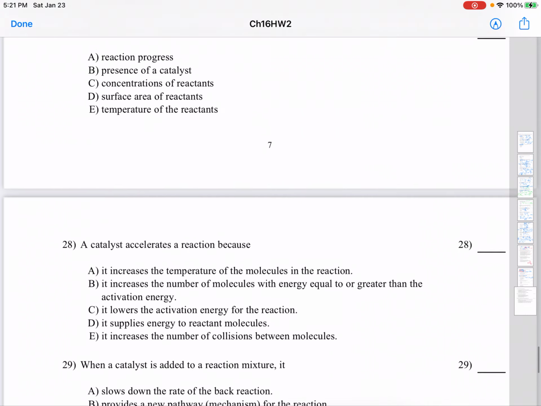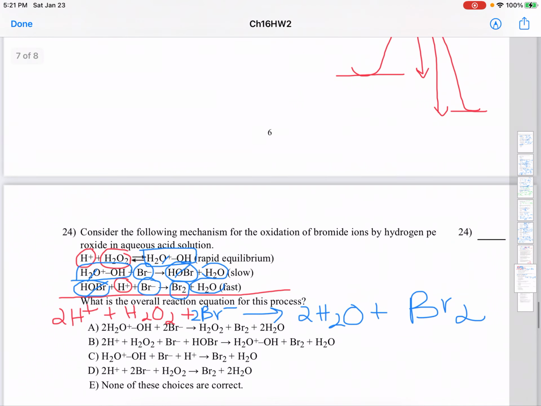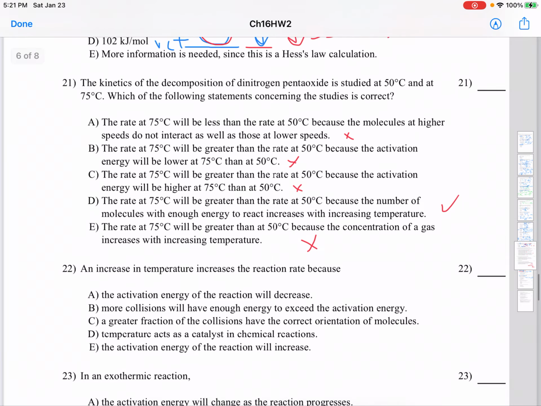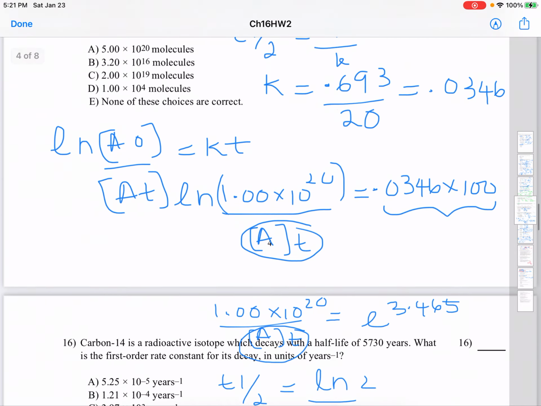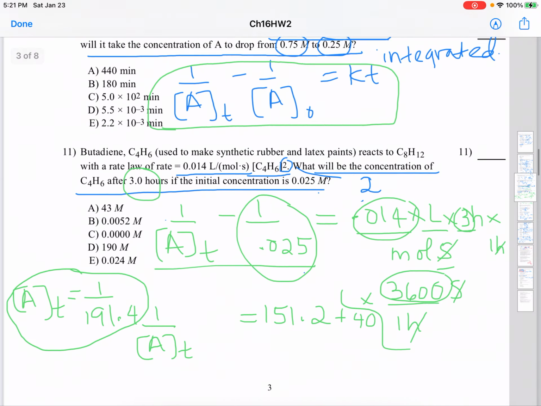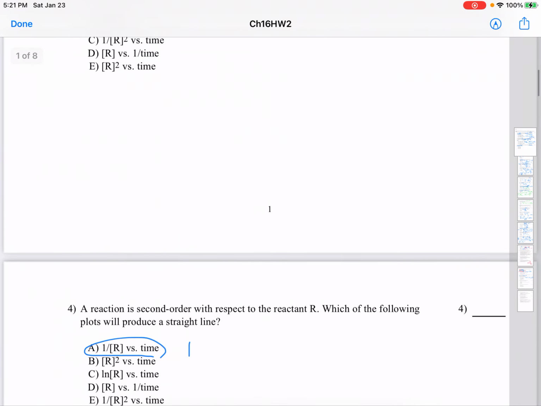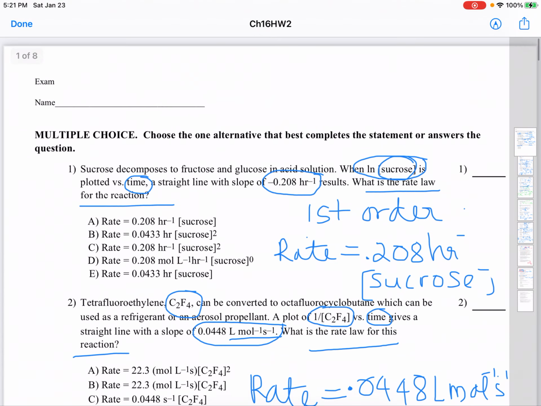Alright then, so you should be able to complete your homework for chapter 16, which is kinetics. It's great information and a lecture for you to learn about reaction kinetics.